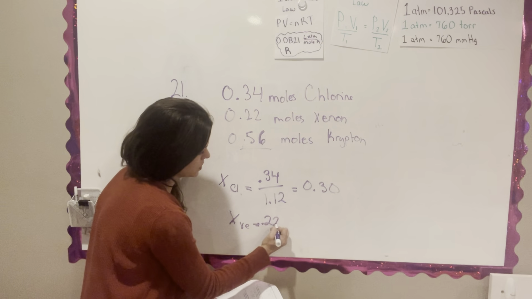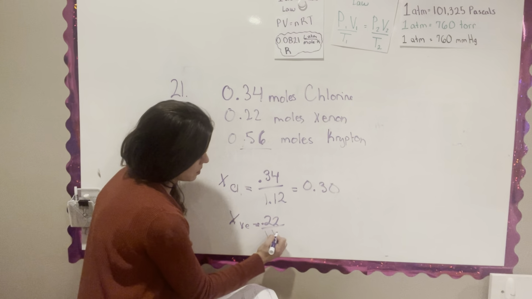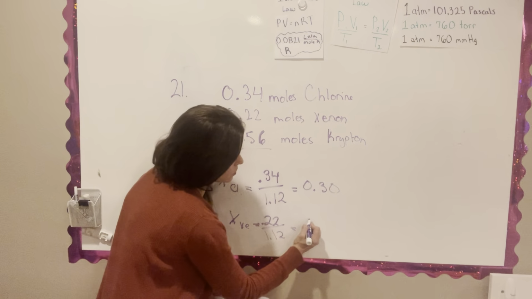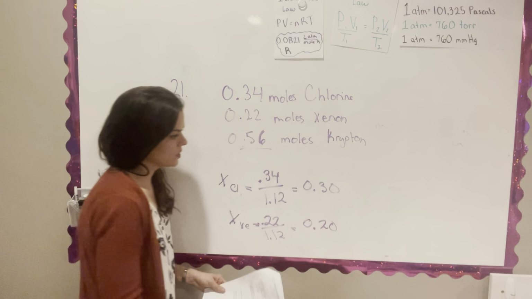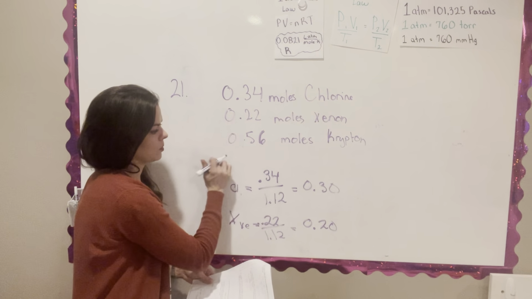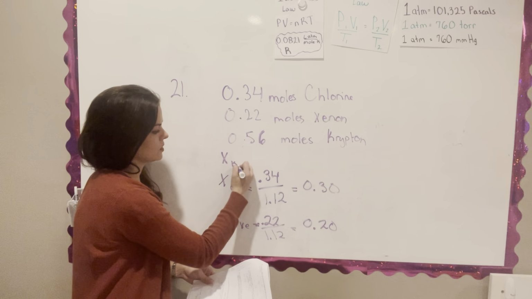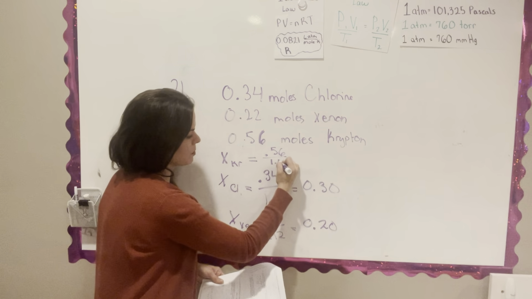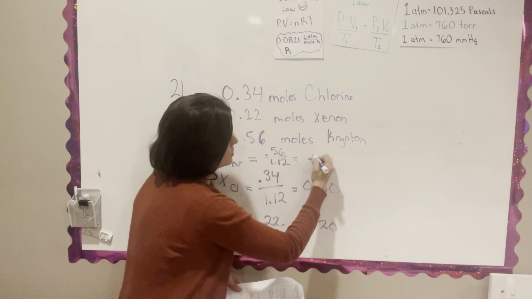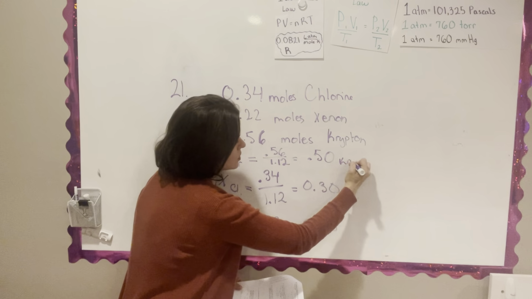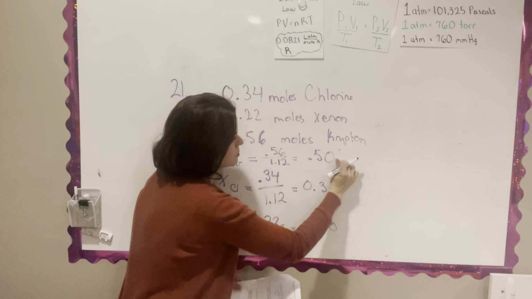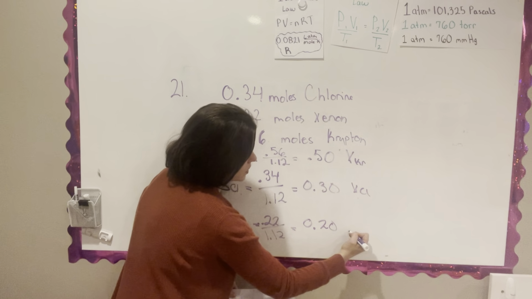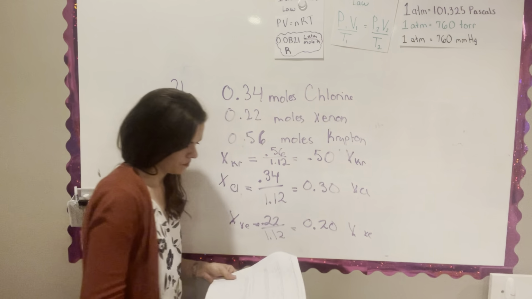I hope you can see my marker. When you do 0.22 divided by 1.12, you get 0.20. And then for the next one, I'm going to come up here for space's sake, and we're going to find X for krypton, which is 0.56 divided by 1.12. So this is the X for krypton, this is the X for chlorine, and this is the X for xenon.